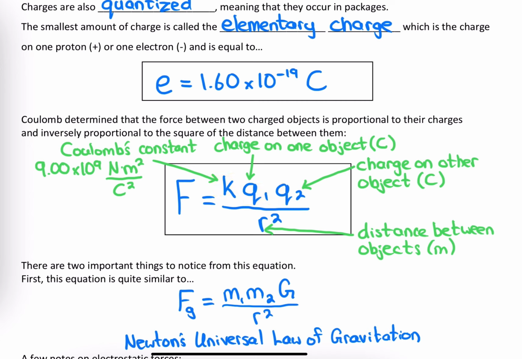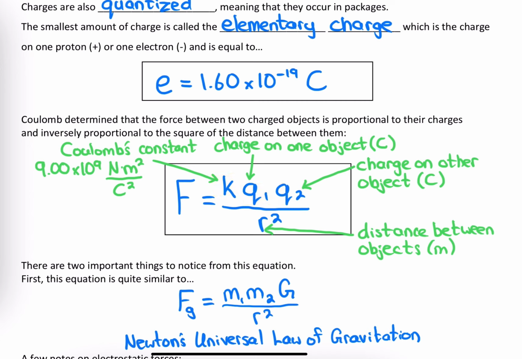Gravity, in contrast, can only attract. There's no way for two objects with mass to repel each other through the force of gravity. Gravity can only pull. So as much as there are some similarities between electrostatic forces and gravitational forces, there are some differences as well. And this idea of attracting and repelling is one of those.